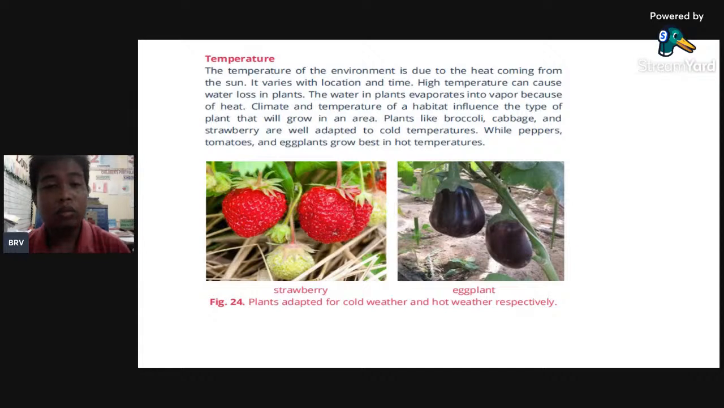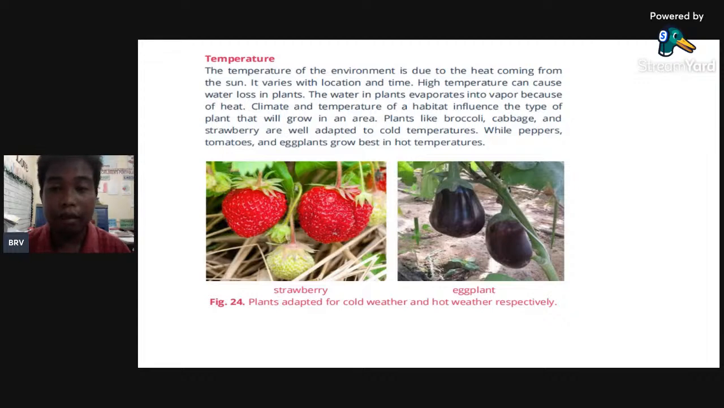High temperature can cause water loss in plants. The water in plants evaporates into vapor because of heat. Climate and temperature of a habitat influence the type of plant that will grow in an area. So, kung lahi-lahi man ang climate, lahi-lahi ang temperature sa mga lugar, so lahi-lahi pud ang muturok nga mga tanom. So siguro muturok na diri paspas because of the climate and the temperature, pero dito nagtanong klase hinay sa mutubo because sa climate pod and temperature.